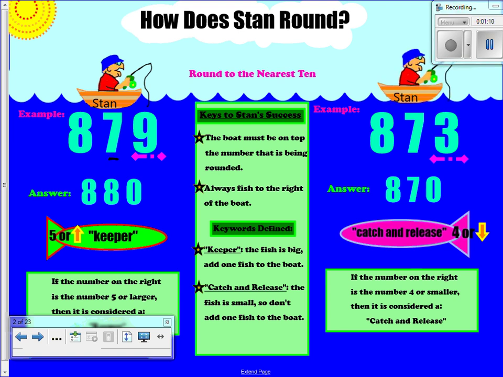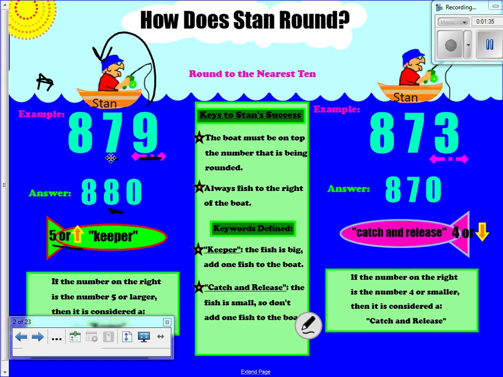I'm looking over here on the left side of the page. Now there are keywords to define. Keeper. Here's my keeper. The fish is big, and you add one fish to the boat. As you can see here, it says 5 or bigger. Since this is a 9, that means it's 5 or bigger. So I'm adding a fish into the boat, which makes it an 8.